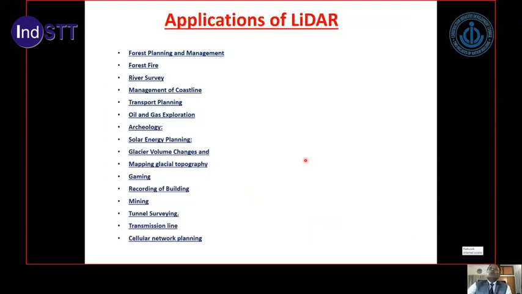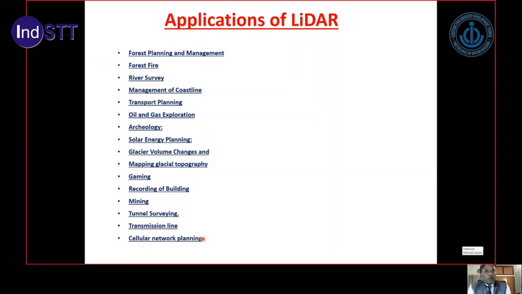So there are a very large number of applications of the LiDAR survey, and you can see here there might be some applications related to civil engineering, but there are other applications which are outside civil engineering. But the basic thing which is common here is the mapping aspect or the data collection aspect and its integration with the other data, maybe remote sensing data and so on.